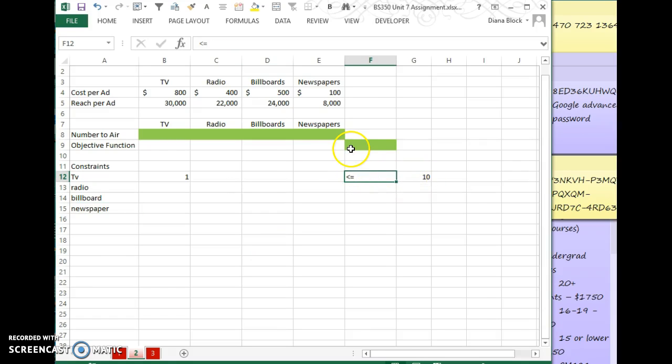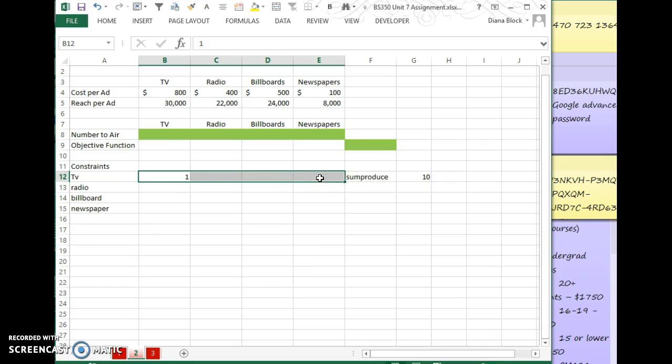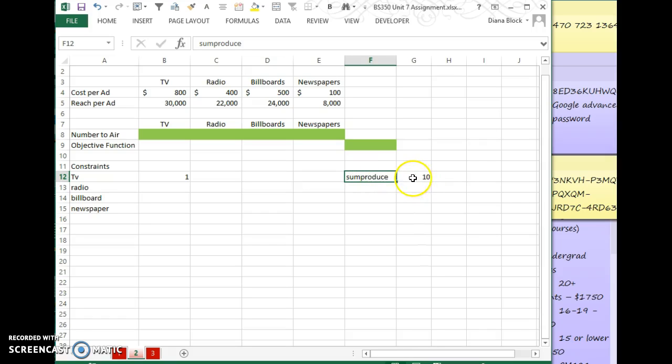quickly. Oh, I need to move this over because we want to put a sum product here. We're going to put a sum product here, and the sum product is going to be the number of ads times my entries in the constraint row here. And the reason I have a 1 here is because for each ad that we decide to place for TV, I just want you to multiply that times 1 TV ad. And that way, when I do the sum product here, it's just going to calculate for us the total number of TV ads. Because remember, that has to be less than or equal to 10.